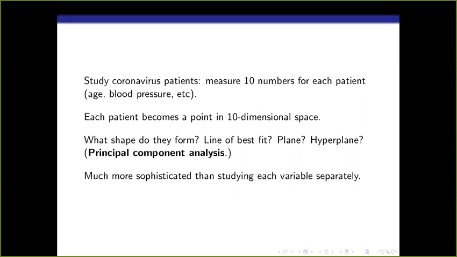This is a much more sophisticated analysis than studying each variable separately. You can look for patterns that correlate between the variables. So maybe it's not just age, but maybe age corresponds to something about your immune system, and these other variables also correspond to that too. So you can tease out more sophisticated patterns by doing this kind of thing.